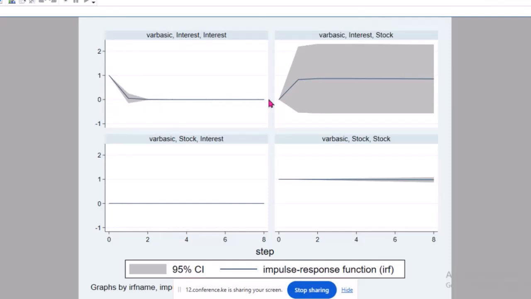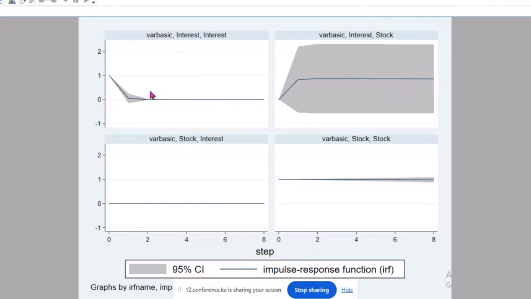Then, if we shock interest rate, what will happen to the stock prices? If there is a sudden change in the interest rate, in the short run the stock prices will have a positive response. This response will increase up to around 0.8, increase a bit as we approach period 2, and then stabilize in the long run. You can see that this shaded gray area is what we are calling the 95% confidence level.